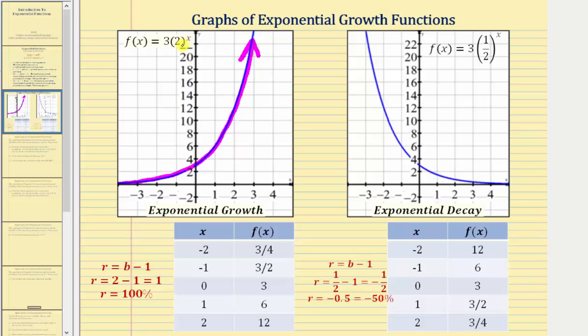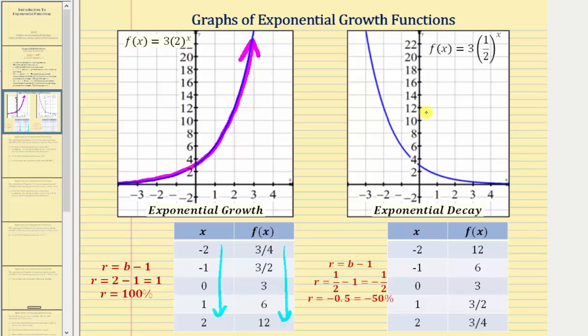So in this case, notice that b is equal to 2, and therefore r would be equal to 2 minus 1, or 1. So if r is equal to 1, that means we have a growth rate of 100%, which means we have the doubling function because notice how the base is 2. Looking at the table of values, we can also see that as x increases, f of x also increases, and it actually doubles as x increases by 1.